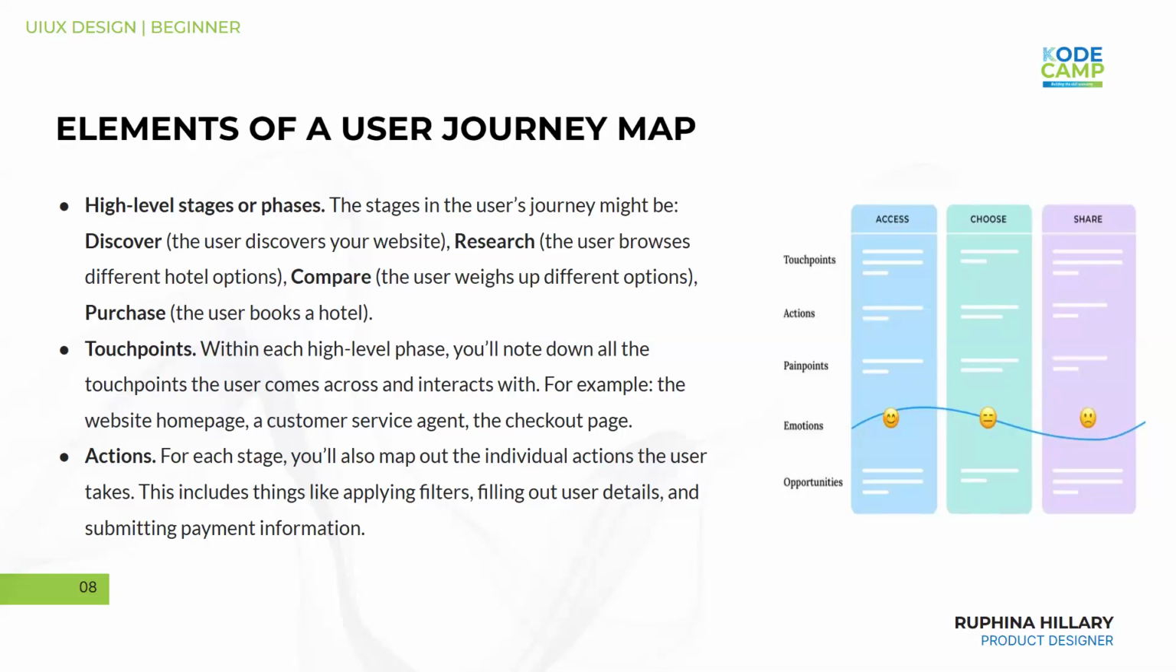So this is one high level stage. That's the research. But we're able to get the different other phases. That's the touch points, the actions, the pain points, emotions, and the opportunities under it. I hope that explains why research is a high level stage and touch point is not a high level stage. Joyce, are you with me?